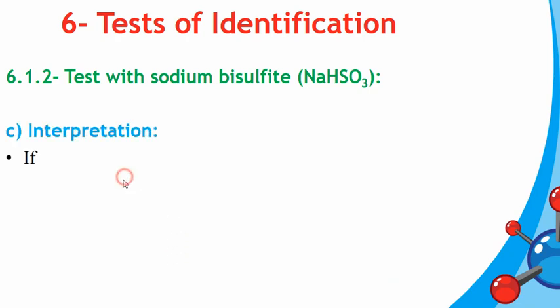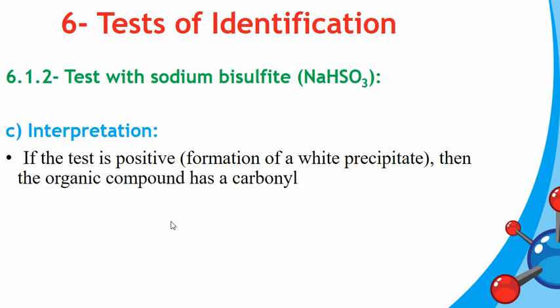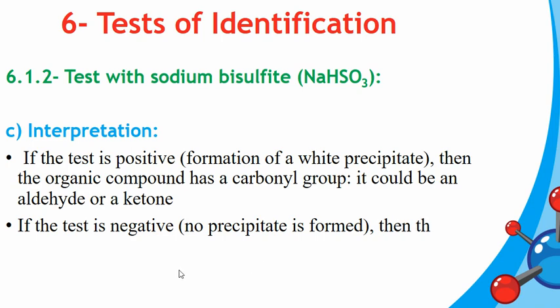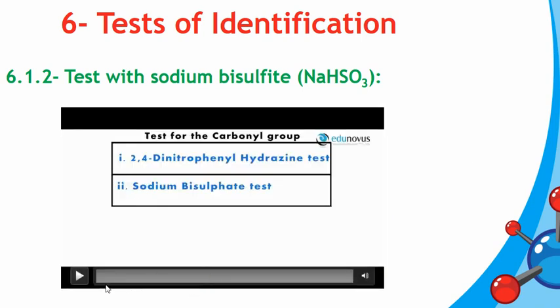Interpretation. If the test is positive, formation of white precipitate, then the organic compound has a carbonyl group, aldehyde or ketone. If the test is negative, no precipitate is formed, then the organic compound is not aldehyde nor ketone. This video shows this test.